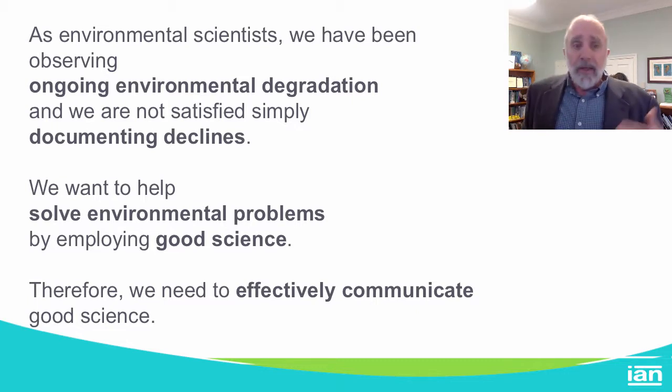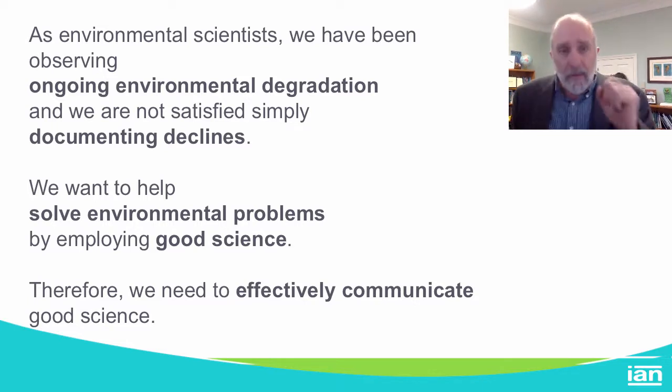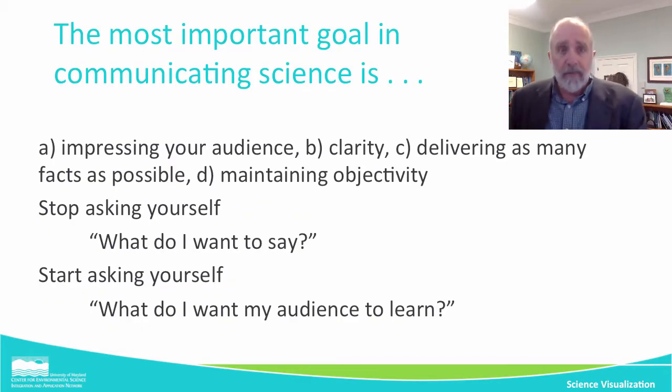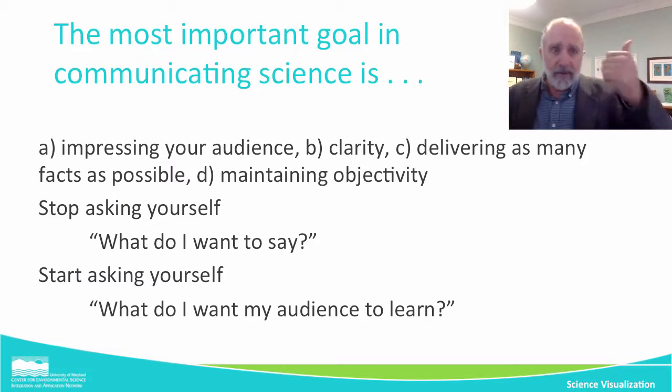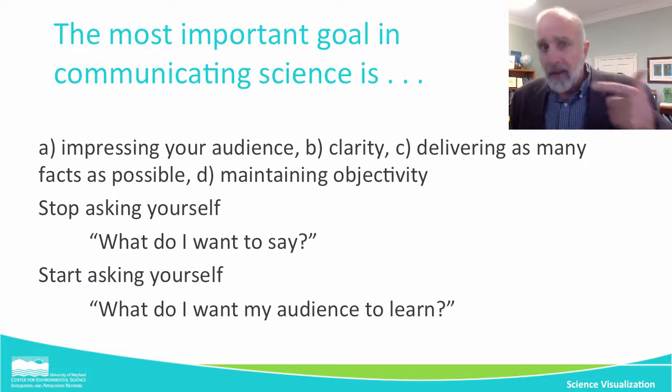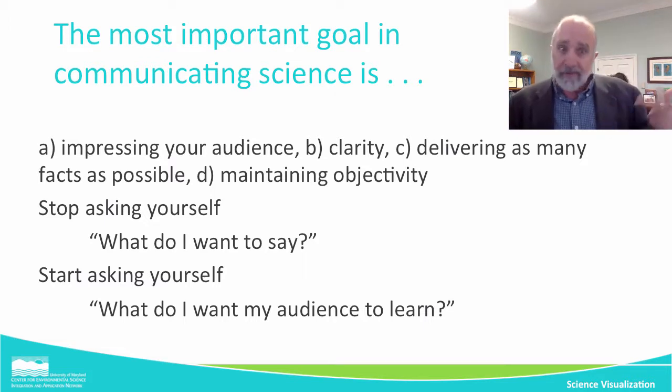To do that, we need to effectively communicate good science. So the motivation for this science communication is to help solve environmental problems. So first, a little quiz. What's your most important goal in communicating science? Is it A, impressing your audience, B, clarity, C, delivering as many facts as possible, or D, maintaining objectivity?